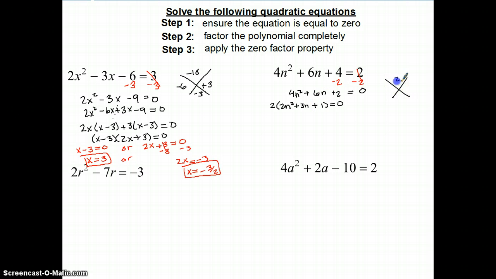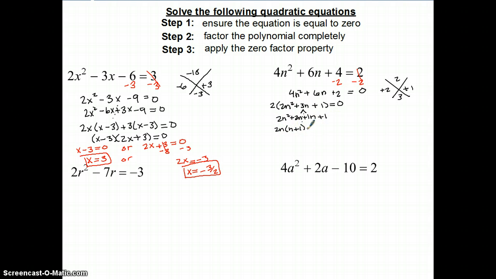In my diamond, I have a 2 on top and a 3 on the bottom. My two numbers are a positive 2 and a positive 1. So I rewrite my positive 3n as positive 2n plus 1n. I still have a 2n squared in front and a plus 1 behind. Factoring out the greatest common factor on the left, I have a 2n, leaving me with n plus 1.